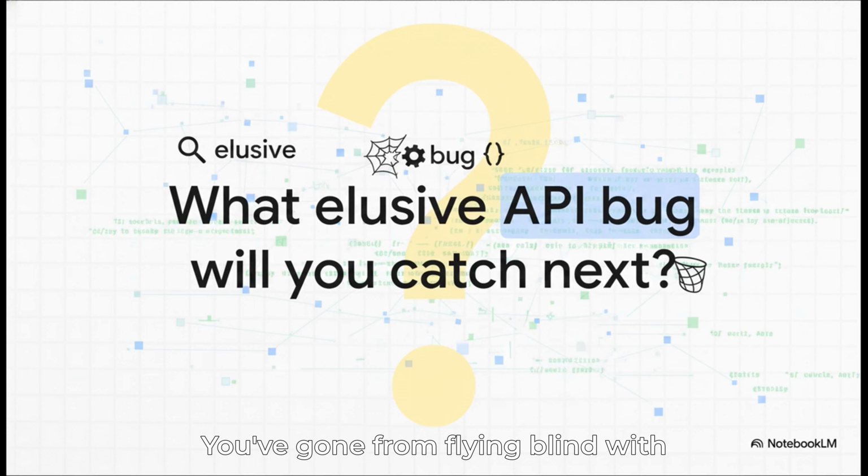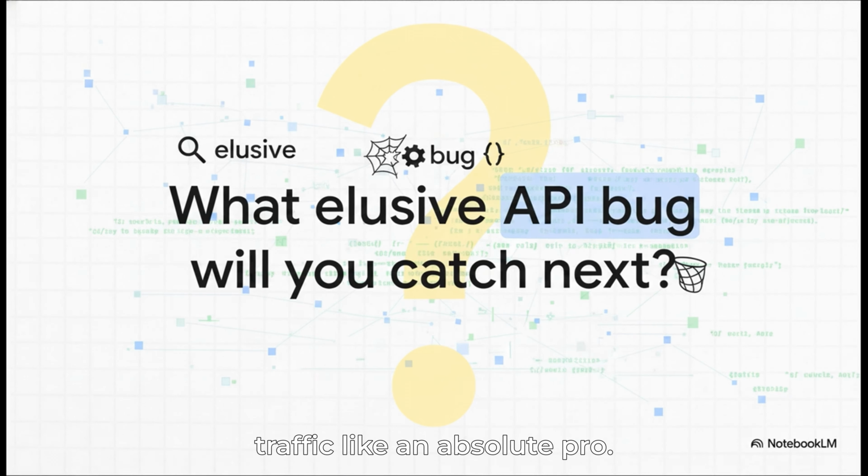You've gone from flying blind with those silent failures to manipulating secure network traffic like an absolute pro. So, looking at your current backlog of tickets, what elusive API edge case are you going to conquer today? Thanks for joining me on this explainer, and happy debugging!